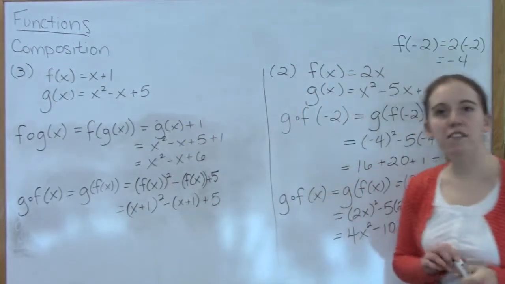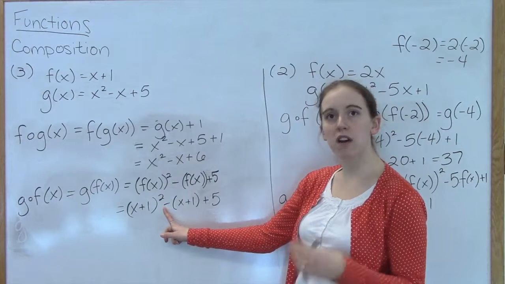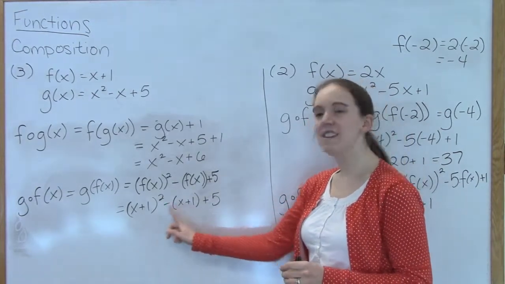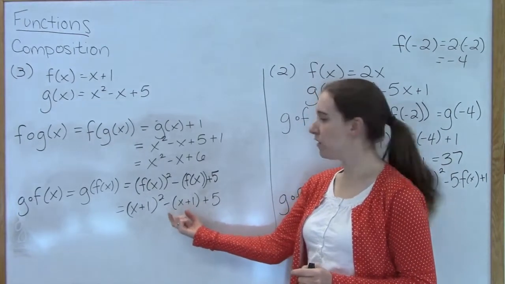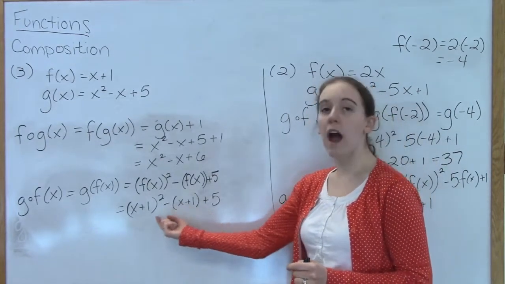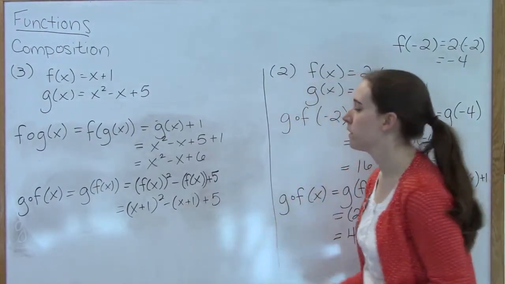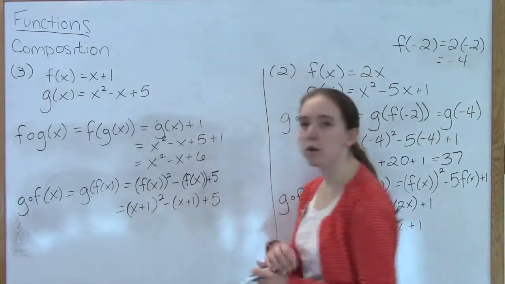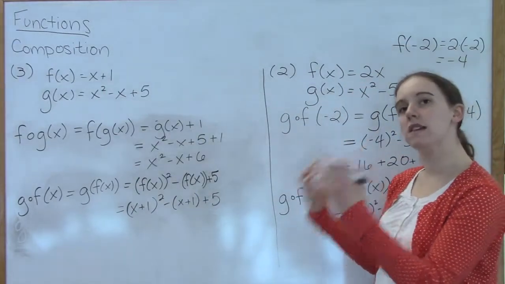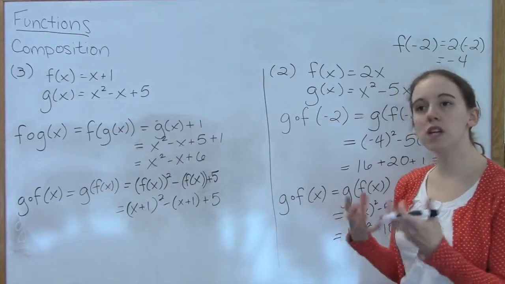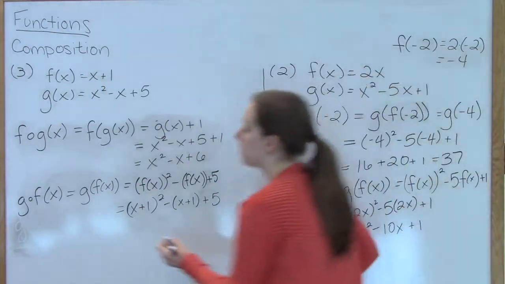Notice I kept my f of x in parentheses. That will remind me if I have a number here or if I have a negative sign here, I need to distribute it across f of x. So that reminds me that it's not just going to be minus x plus 1. I have to distribute that negative. I'll get minus x minus 1. Also, I need to remember when I take x plus 1 and square it, I'm multiplying x plus 1 times x plus 1. So I actually need to multiply that out fully, or FOIL if you're comfortable with foiling.